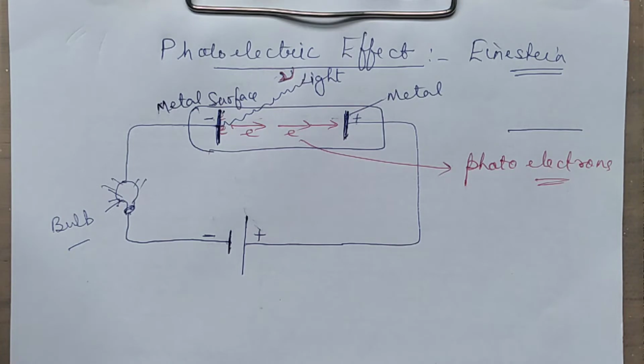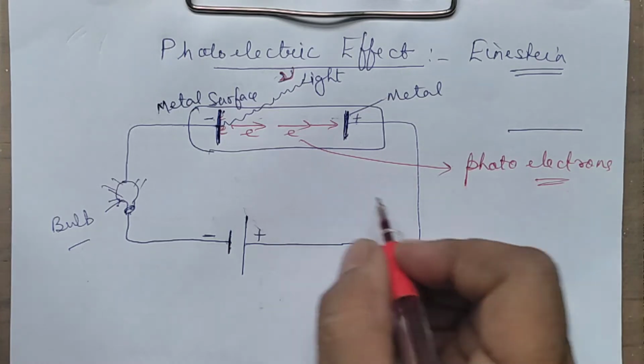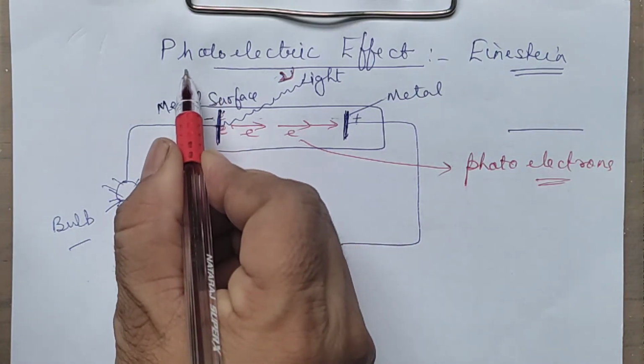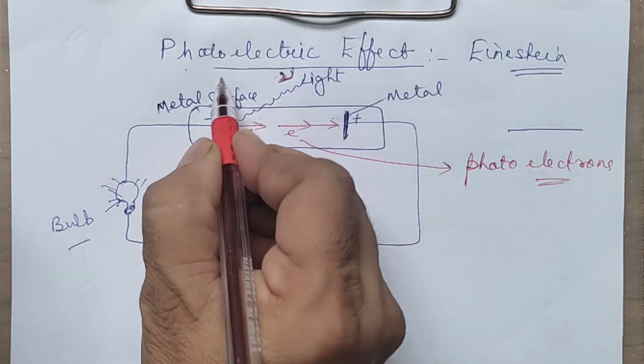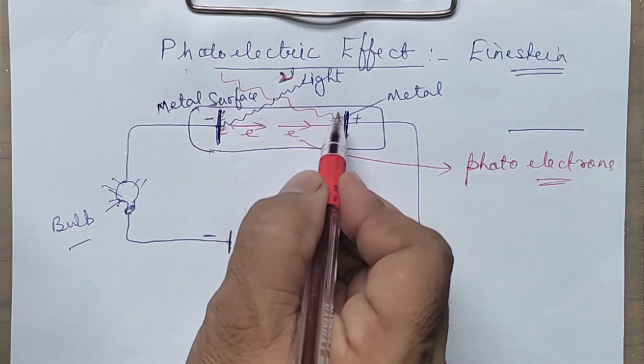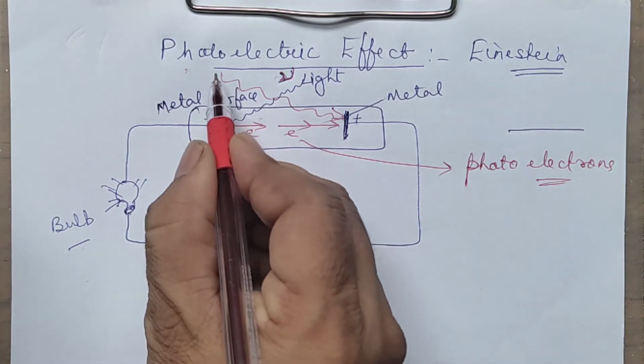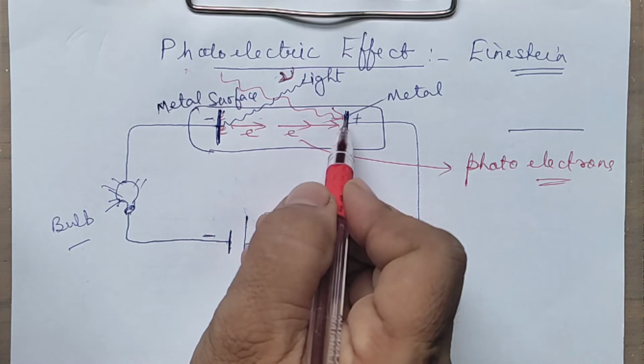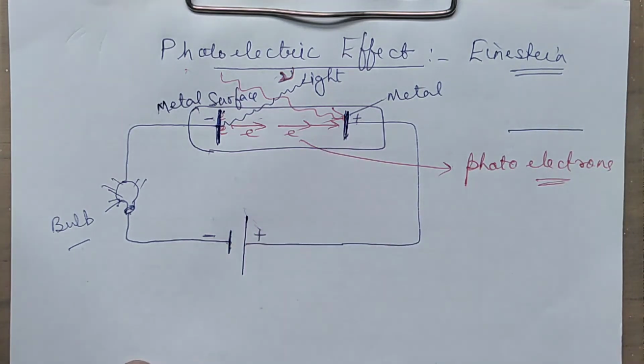Now suppose in the same setup I am taking the other way around. Suppose the light is falling this side, on the positive plate. If the light is falling on the positive plate, will the photoelectrons be ejected? Will the bulb start glowing? Think over it. It will not glow. Reason?